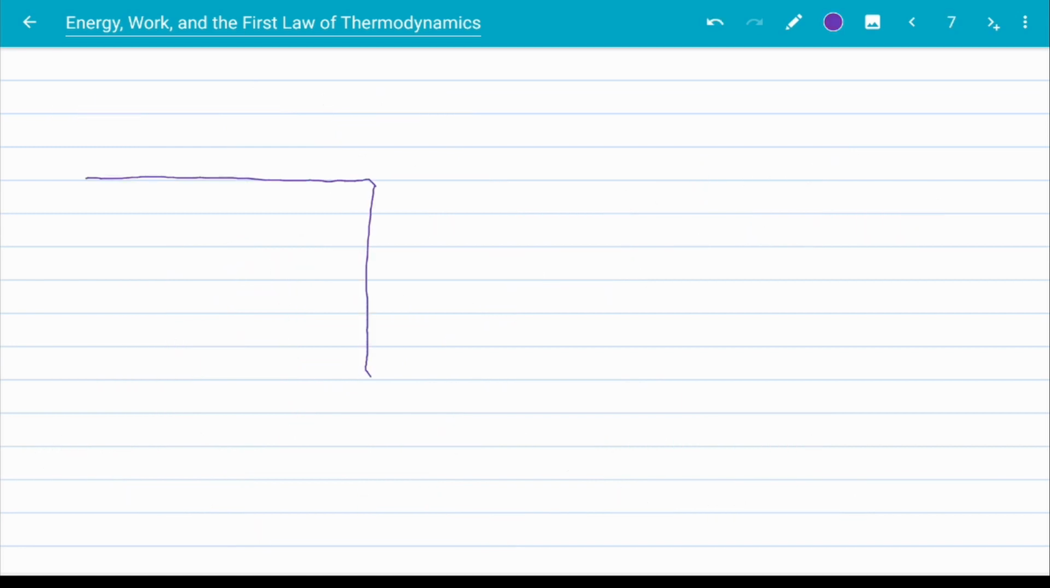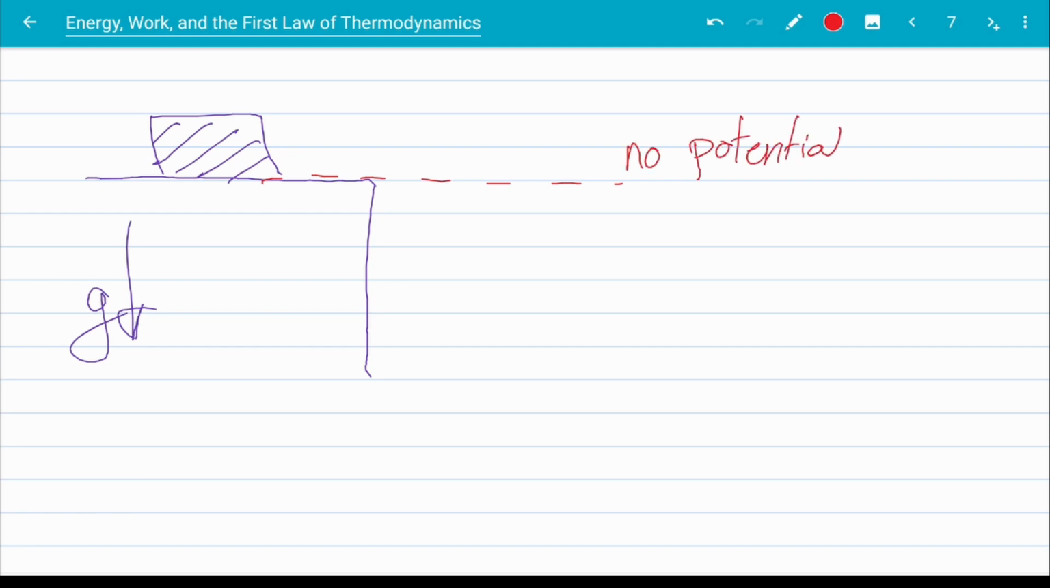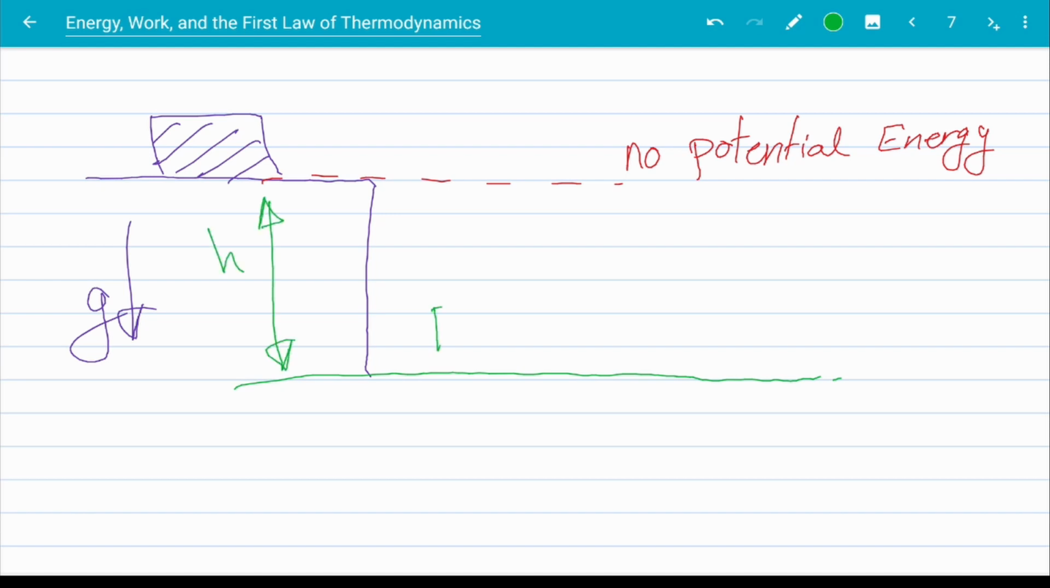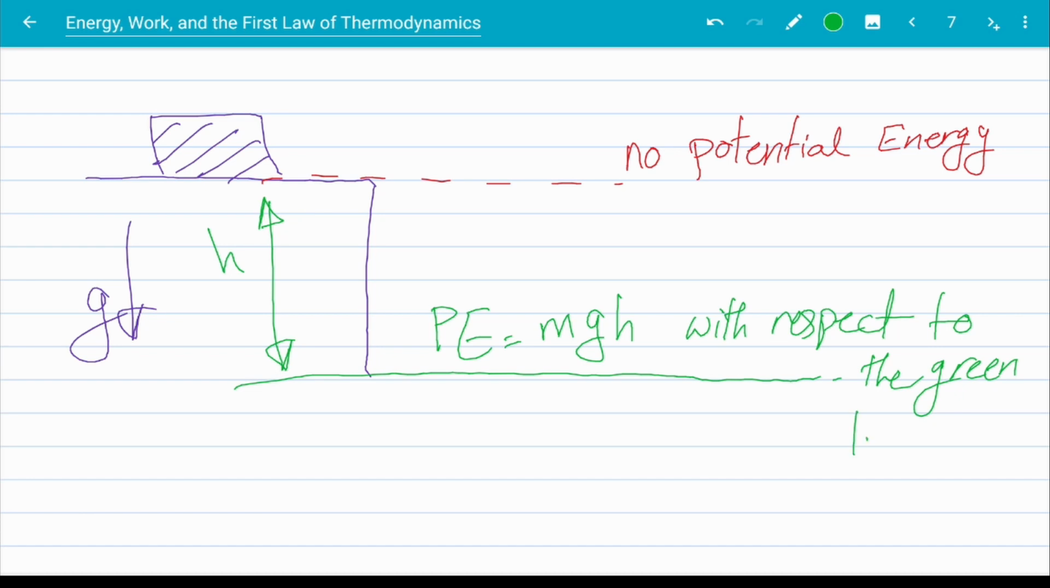Now the same thing goes for gravitational potential energy. Let's assume there is a box on a table. This box has no potential energy with respect to the table surface. But if we move our reference point down to the green line level, we get potential energy as mass times g, gravitational acceleration, times h, the distance between the box and the reference green line. So again, potential energy depends on our outside reference frame.